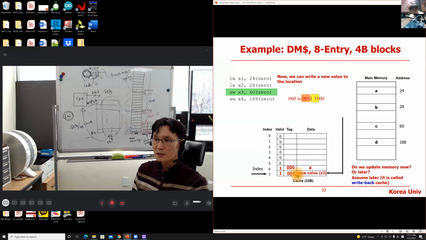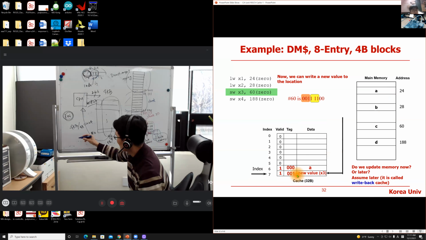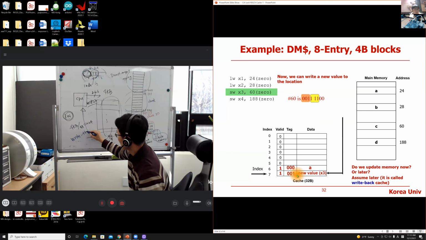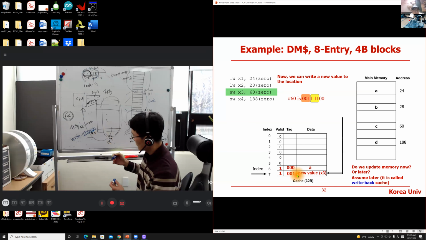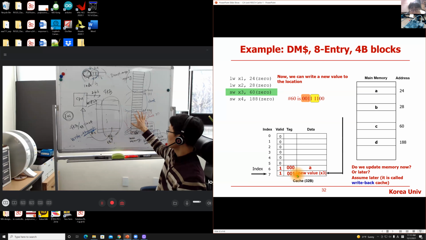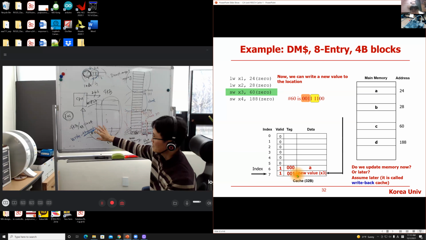Okay, and the other policy is called write through. We will talk about that. Write through means not only the cache, but main memory as well. So both cache and main memory will be updated. Right? That is the write through policy.